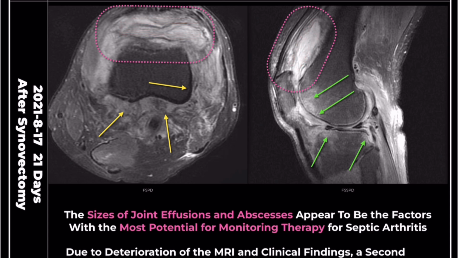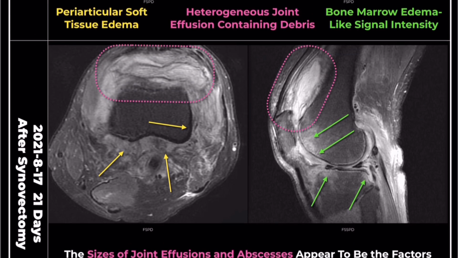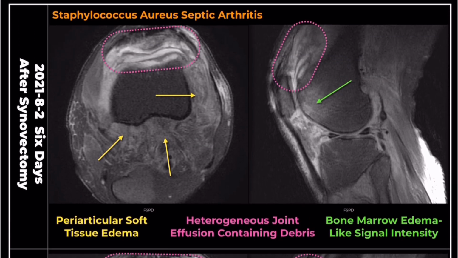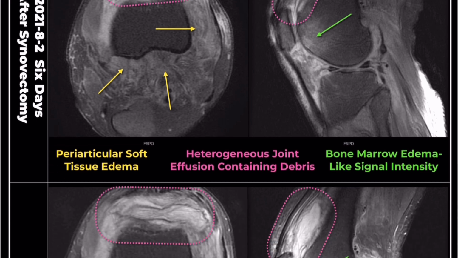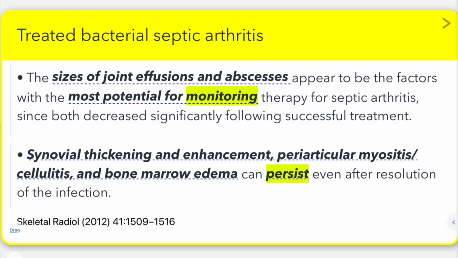Increased lamellated hyperintense synovitis. Increased size and extent of bone marrow edema-like signal intensity. Based on these observations, it does not appear that the patient is being successfully treated. The increased synovial inflammation and worsening bone marrow edema indicate ongoing infection or inflammation.